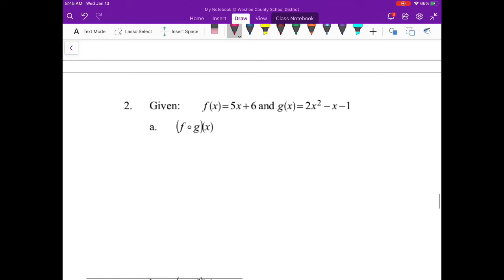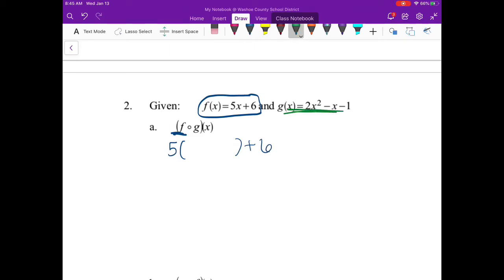And same process. The first function tells me which one I'm going to keep. So I'm going to keep, in this first one, f of x. So I have 5. I'm replacing the x with the opposite function. In this case, that opposite function is g of x is all of that. So I'm going to write that in here in place of my x. Go ahead and distribute to simplify this. So we get 10x squared minus 5x minus 5. And then bring down the plus 6.